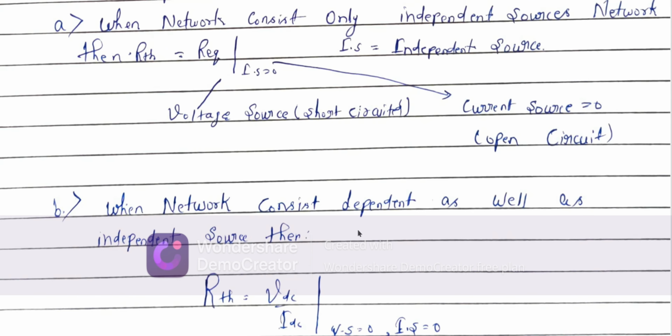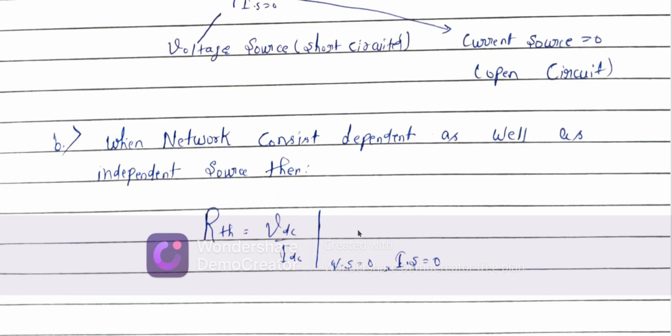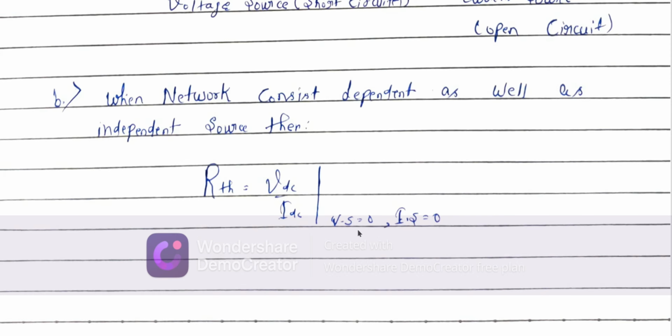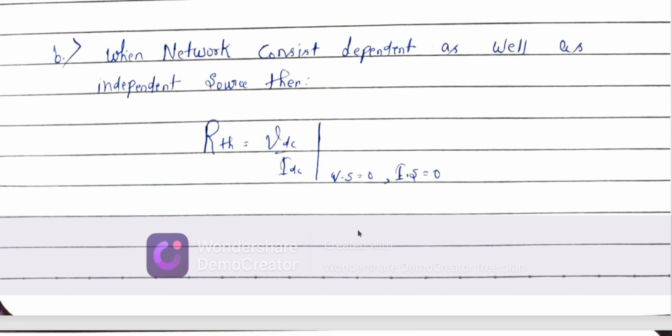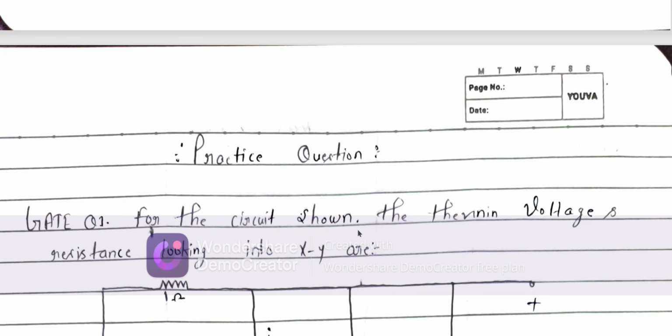The problem arises when a dependent source is given; then we replace the circuit by VDC and IDC. We will see this in the next slide. If a voltage source is there, it is replaced by a short circuit, and if a current source is there, it is replaced by an open circuit. In this manner we have to find RTH, the equivalent resistance, and the equivalent voltage source.